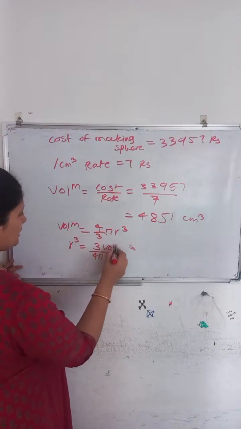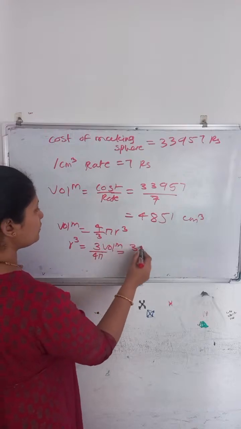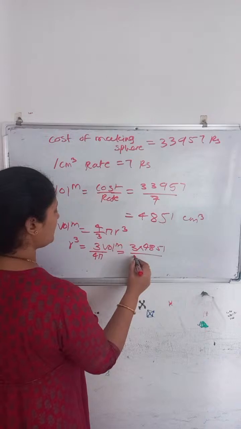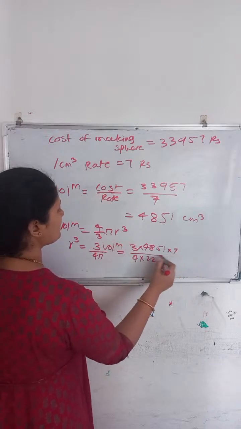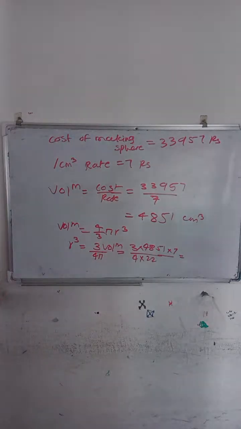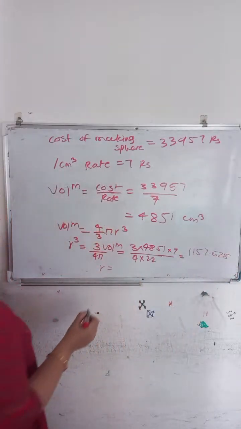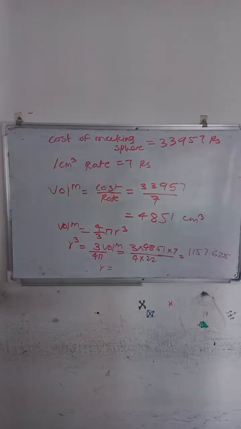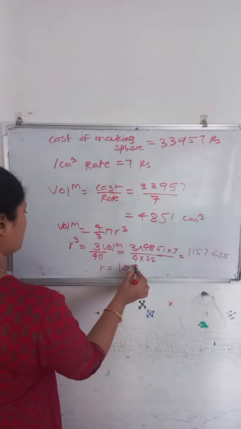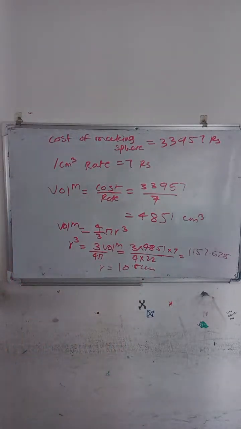So volume is given. Volume 4851 into 3 divided by 4 into 22 by 7, and 7 will go up. Do this division and check the answer. You will get r cube as 1157.625, and if we take the cube root by the long division method, you will get 10.5 centimeter as the answer. Understood? This we did in the reverse way.